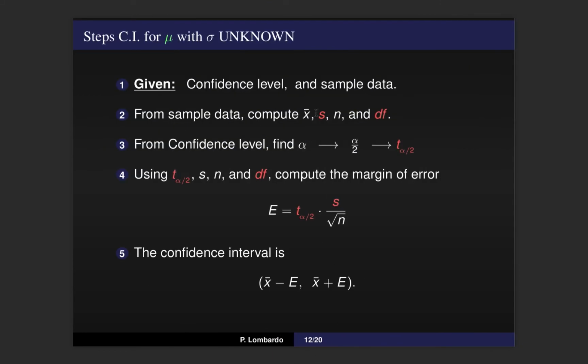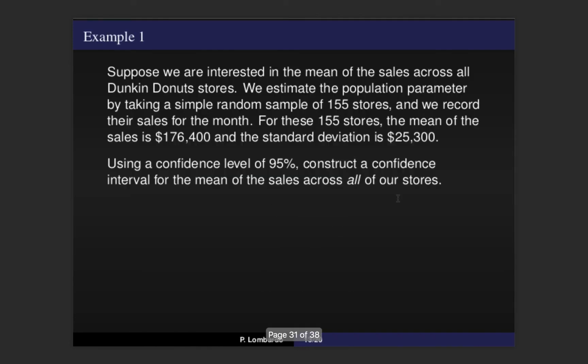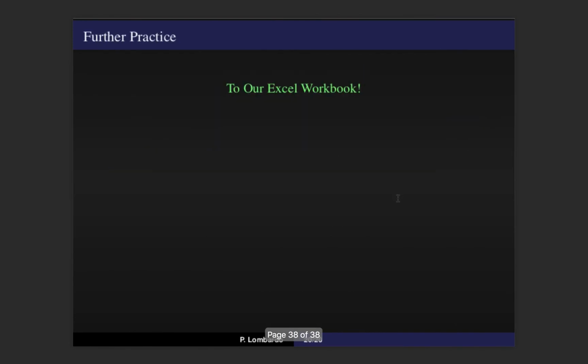I've highlighted everything that's changed in red. We have a very similarly computed critical value. We have a very similarly computed margin of error, just with those minor modifications. Replace sigma with your sample standard deviation. Replace your z alpha over 2 with a t alpha over 2. And that's how we go through our process. All right, let's do our other example next.